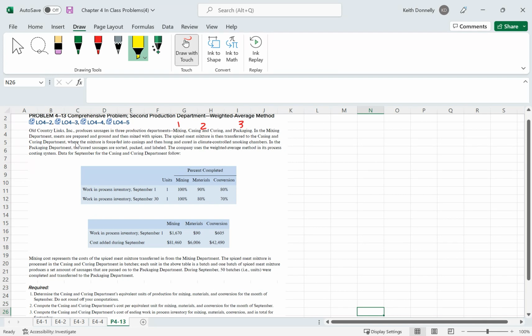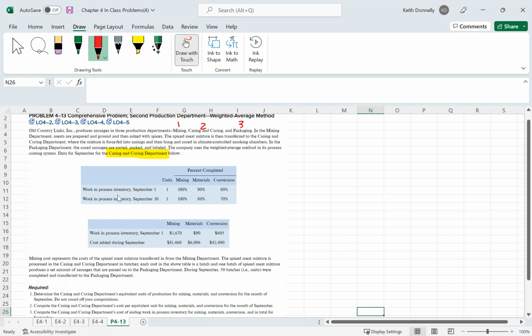It says the company uses the weighted average method in its process costing system. Again, this would make sense to use a process costing system if you're producing sausages. In that case, it's all going to be a uniform, very similar, homogeneous product. And it says the data for September with regard to the casing and curing department is as follows. They give us some information here. It says mixing costs represent the cost of the spiced meat mixture transferred in from the mixing department.